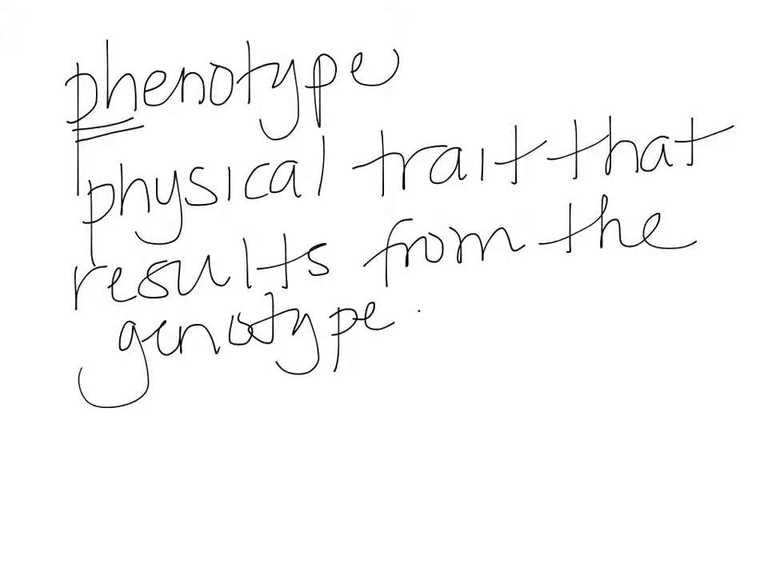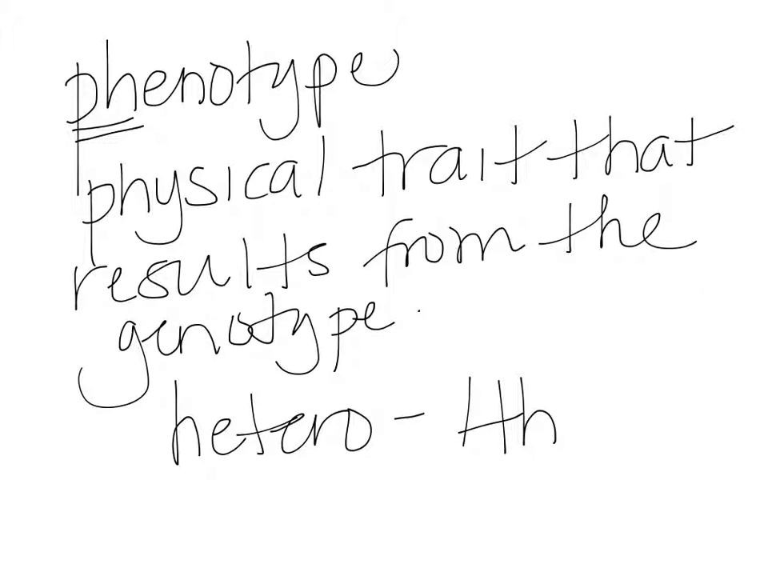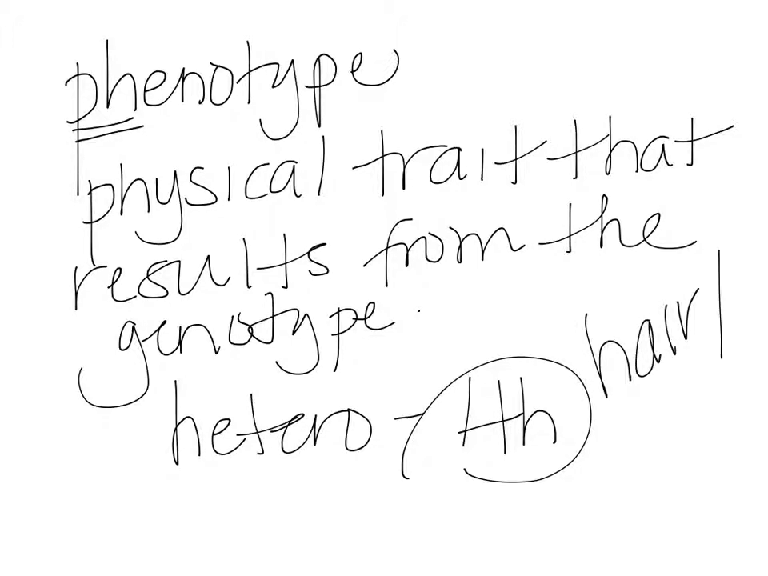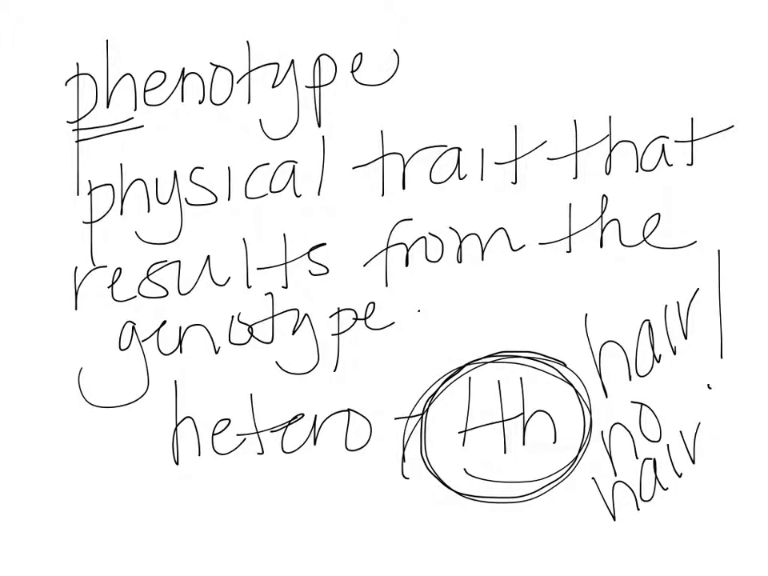So in this case, we've been talking about heterozygous, so they're different. HH. So the genotype is HH, and the phenotype, or the physical trait, is hair versus no hair. So because hair is dominant, like I said yesterday in Amoeba Sisters, what is the physical trait that will result from this genotype?